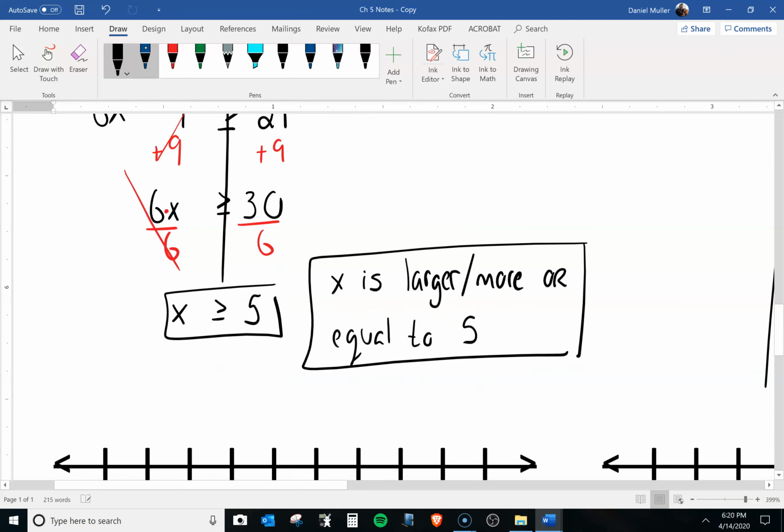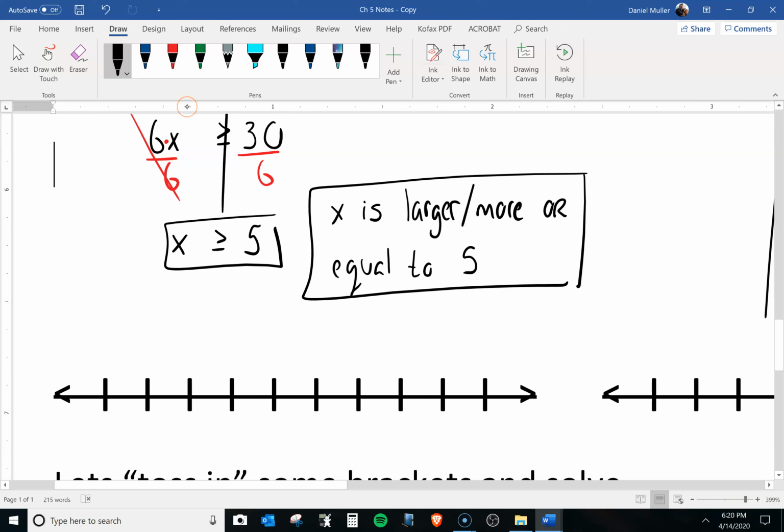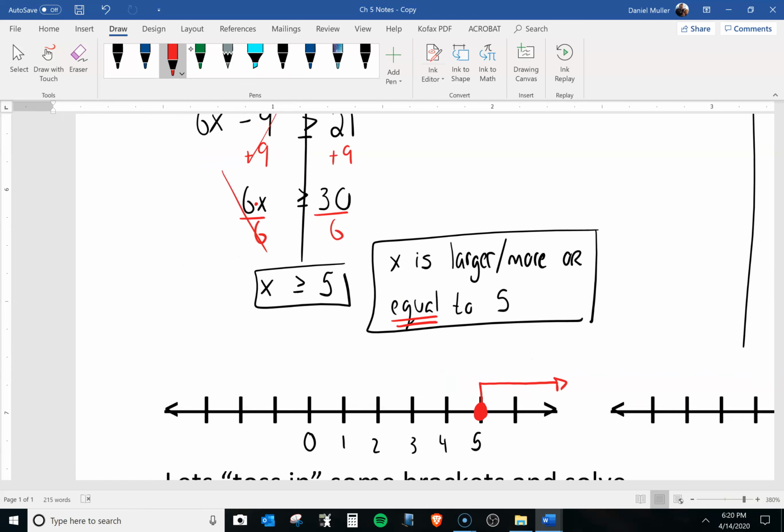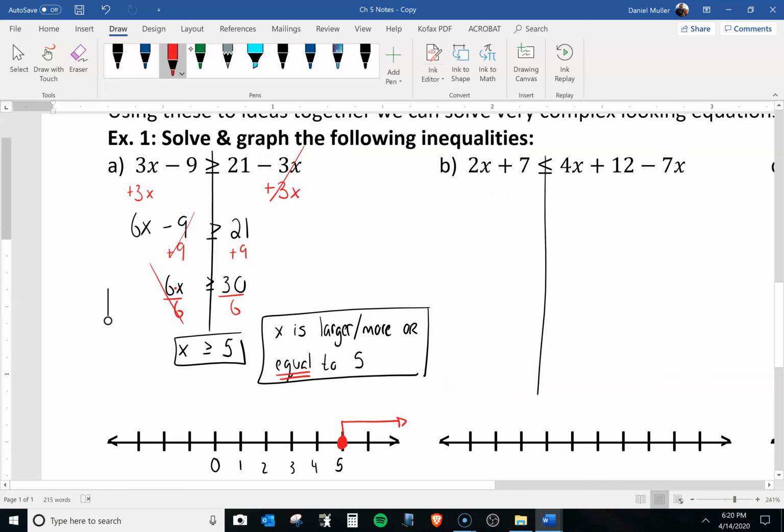Now, I actually have to plot that. So I'm going to plot 0. Normally I plot 0 in the center, but I'm going to move 0 over a little bit here to make room for 1, 2, 3, 4, 5. So x is equal to 5, so I'm going to fill in the dot, and it's larger, so I'm going to shade everything bigger. So that is my final answer. I'll zoom out a bit here.